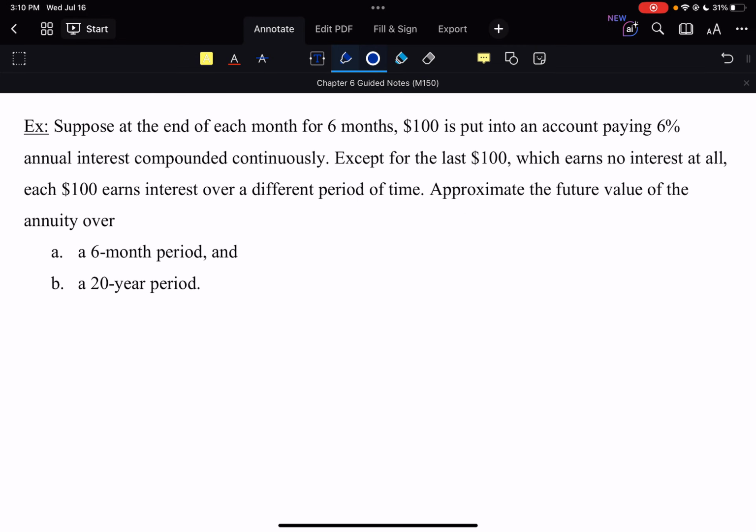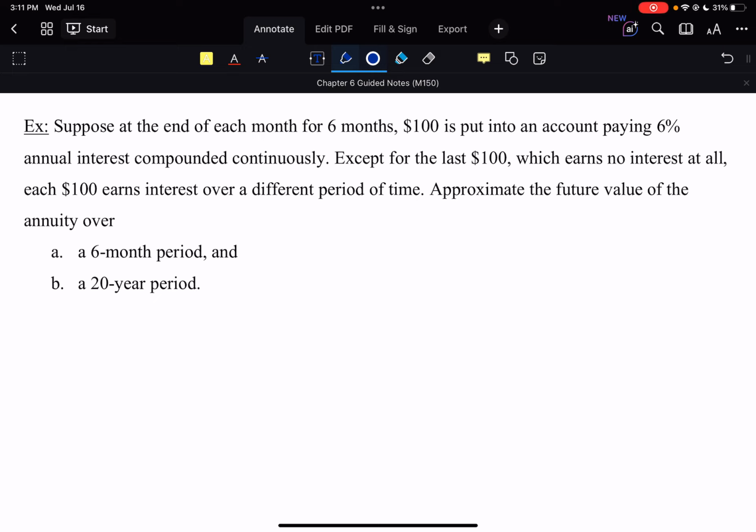So suppose at the end of each month for 6 months, $100 is put into an account paying 6% annual interest compounded continuously, except for the last $100, which earns no interest at all. Each $100 earns interest over a different period of time. Approximate the future value of the annuity over a 6-month period and over a 20-month period.